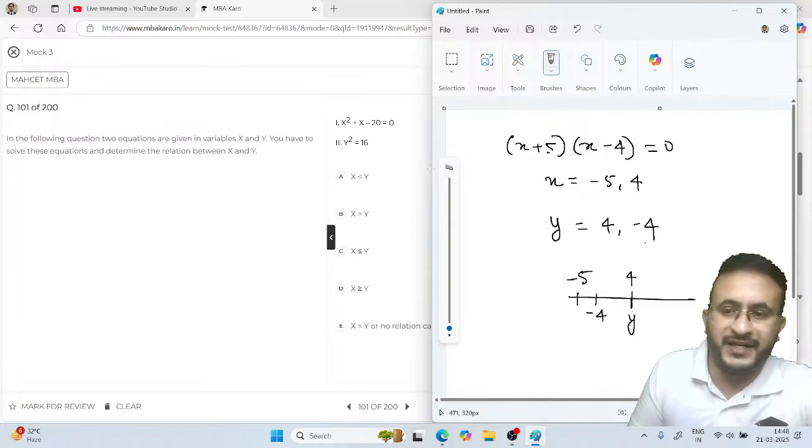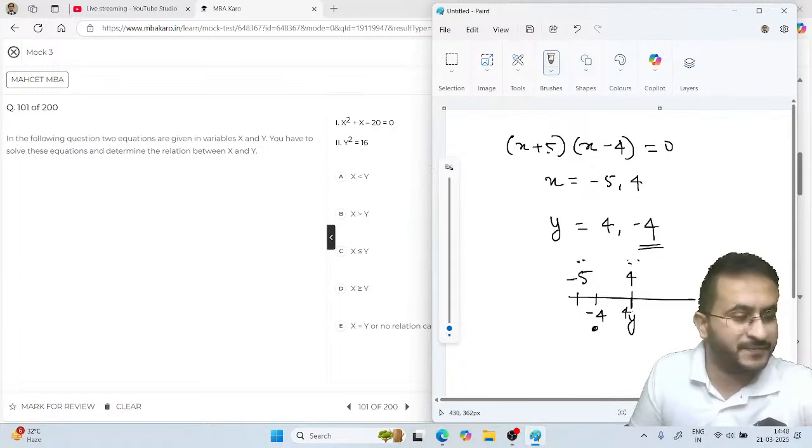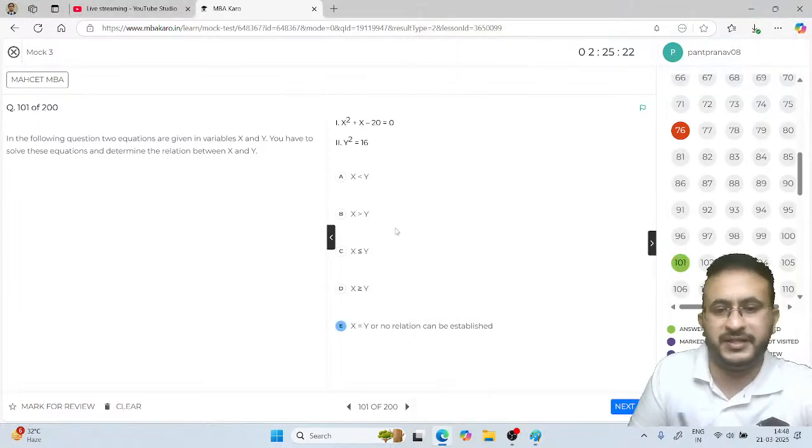Now when you take y is equal to minus 4, right? So this is y, 4 and minus 4. So when you take minus 4, it is between the two values of x, right? So it is between minus 5 and 4. So we cannot determine the relation.